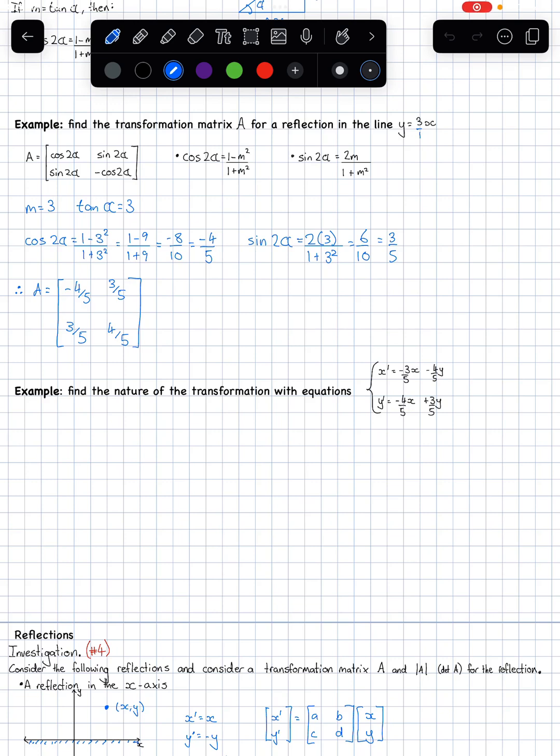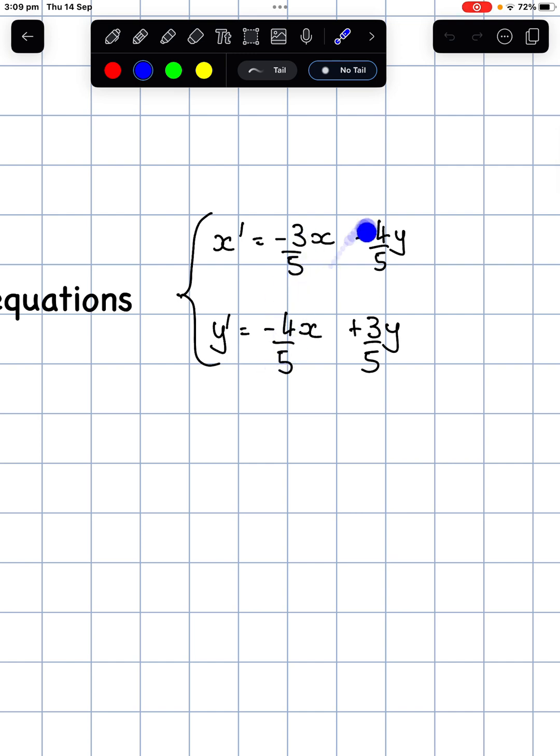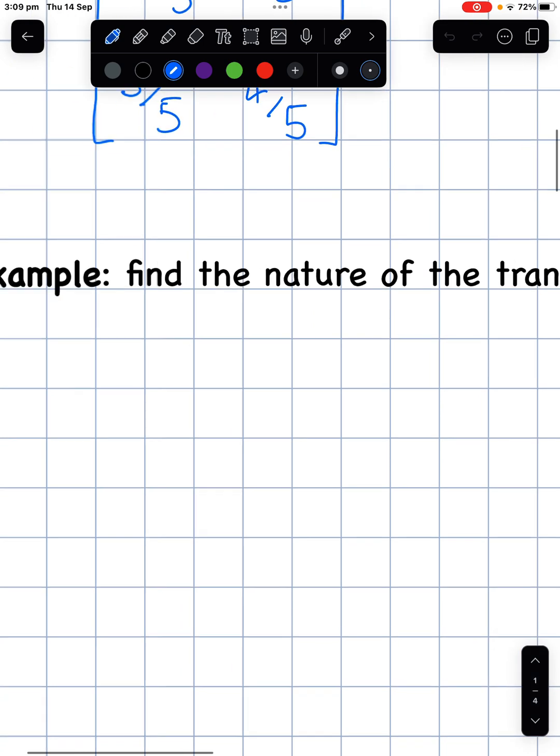All right, just adding this bit that I wasn't ready for last time. So this one here, we're just going to do this example. Find the nature of the transformation with the equations here. So I've broken this up. This is straight from the textbook, and we're looking at these examples in that we've got a transformation matrix.